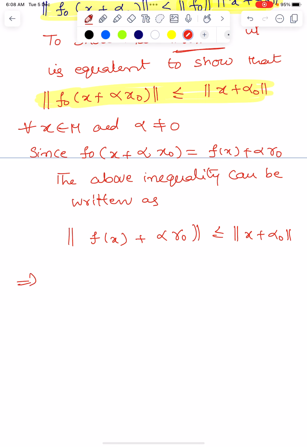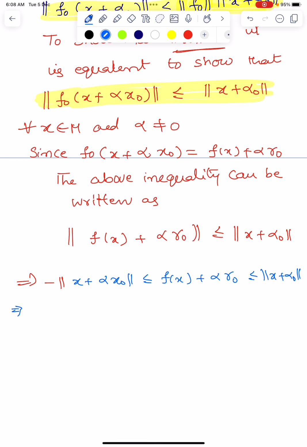So which implies minus norm of x plus alpha x naught is less than or equal to f of x plus alpha r naught, which is less than or equal to norm of x plus alpha x naught.